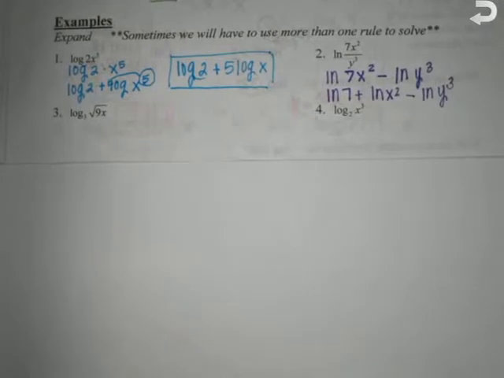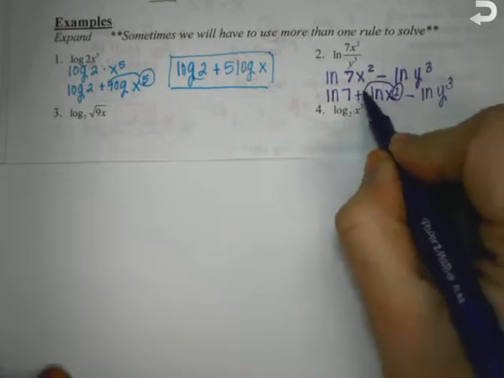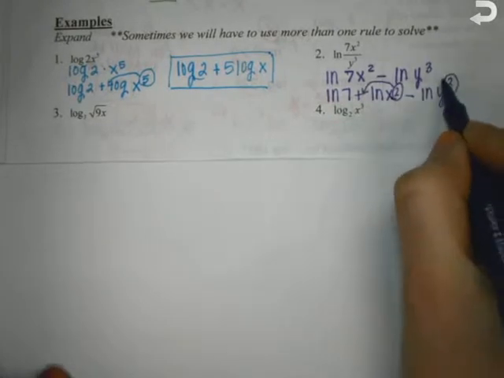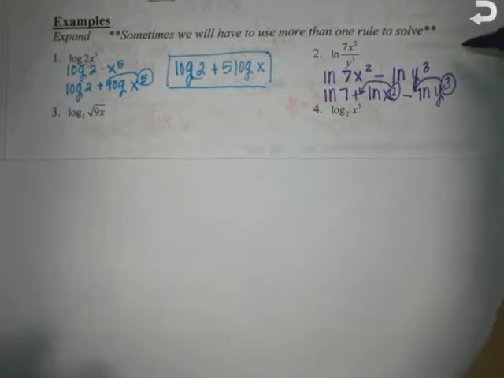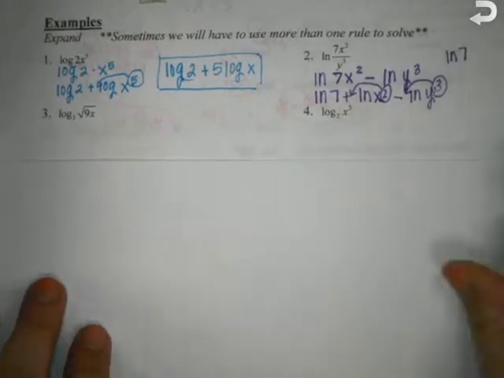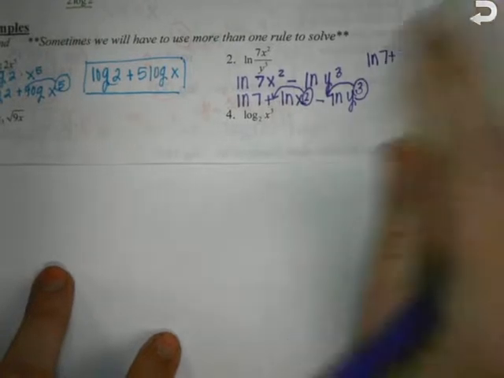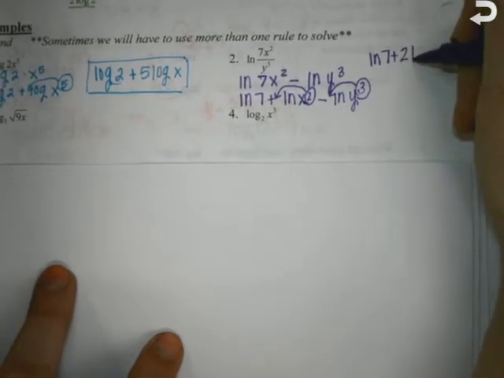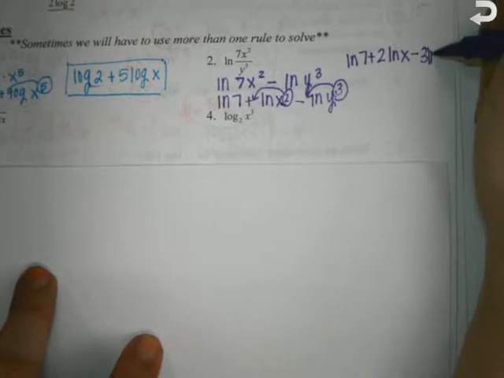And then we have, not product, power. We have a 2 and that 3. So what would my answer be? There's going to be 3 natural logs in there. Natural log of 7 plus 2 natural log of x minus 3 natural log of y.